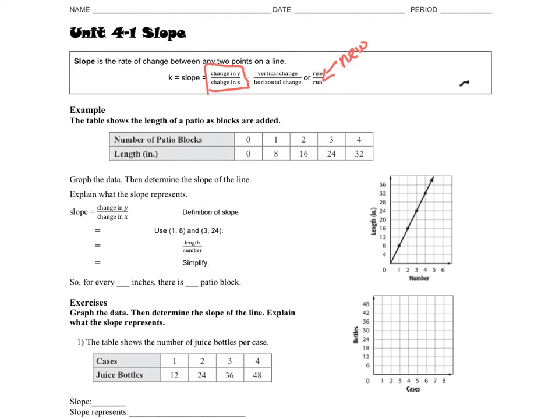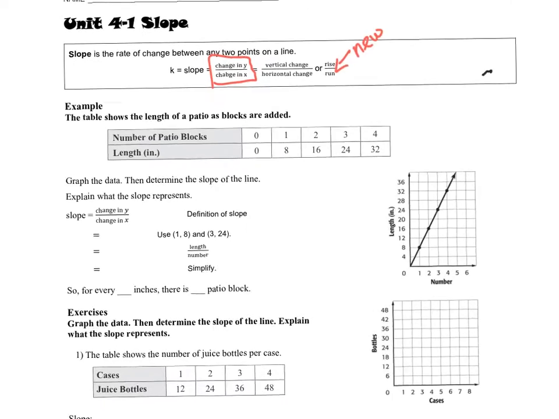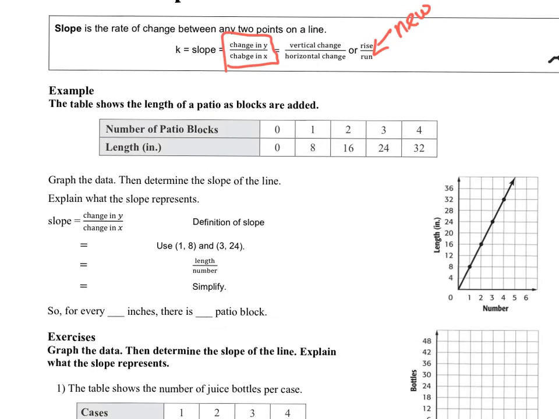So I want you to look at this first one. The example says the table shows the length of the patio as blocks are added. So the change here is 0 to 8. I'm going to do it with a table first, and that's the way that we learned in the past. So what's the change on top? It's going to be +1 all the way through, okay?